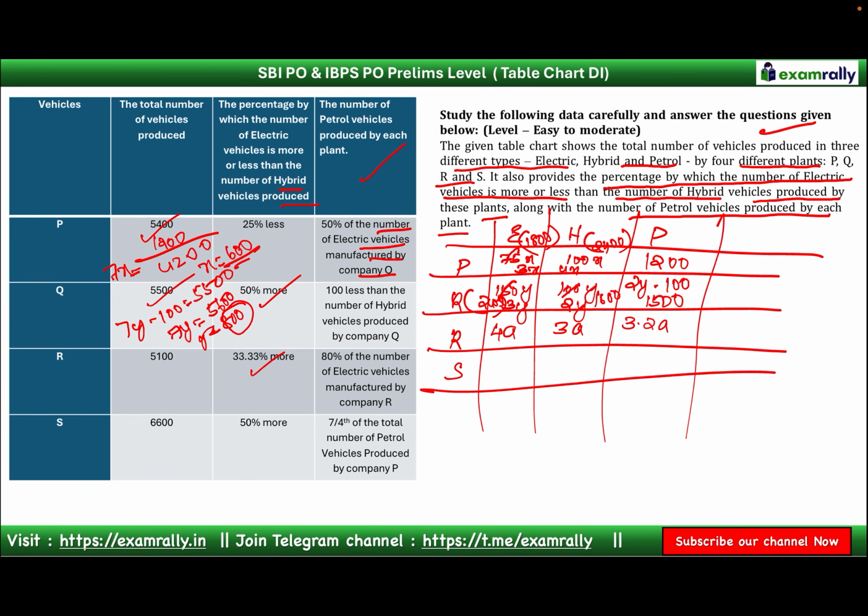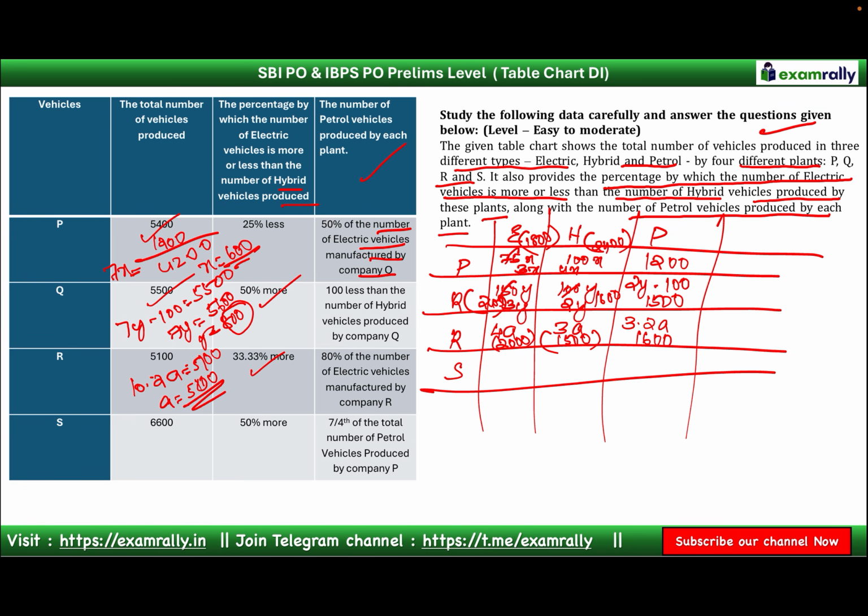So altogether how much we will get? 4 plus 3, 7A, 7 plus 3.2, that is equal to 10.2A. Okay, so 10.2A equal to 5100. A value will be equal to how much? 500. Got it. If A equal to 500, then 4A will be equal to 2000 and 3A will be equal to 1500, then 3.2A. So if 3500 is deducted, the remaining will be equal to what?